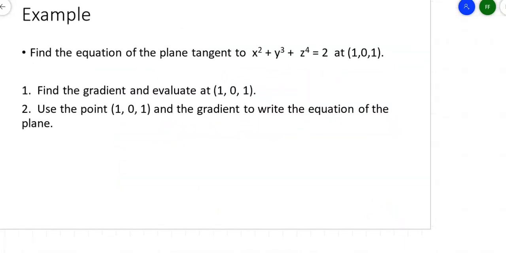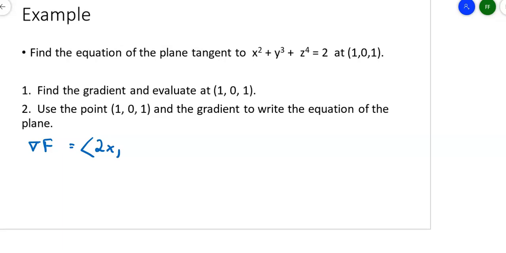I've got a surface, x squared plus y to the third plus z to the fourth equals 2. I'd like the equation of the plane tangent to that surface at the given point 1, 0, 1. The first thing is I need the gradient of f. The gradient of f is going to be the partial derivatives of that x squared plus y to the third plus z to the fourth. Take the partial derivative with respect to x, and you only get the first term, right? You get 2x. The y to the third and the z to the fourth are both treated as constants. Their derivative is 0.